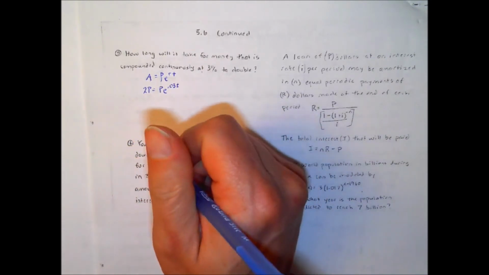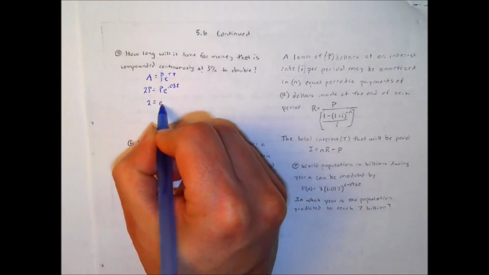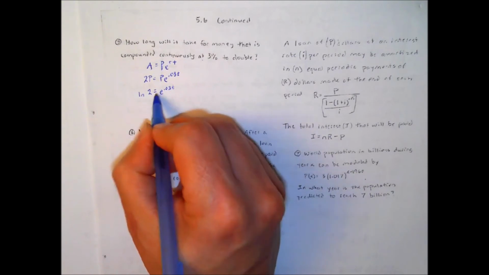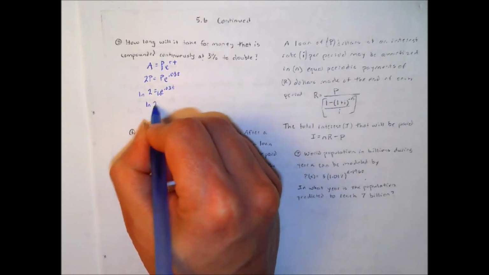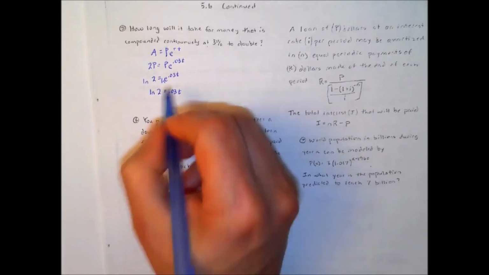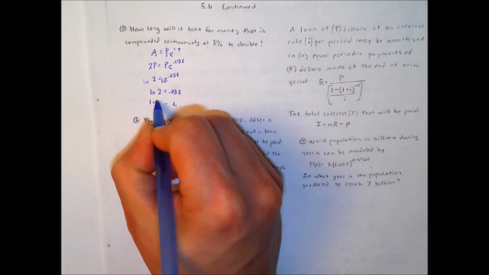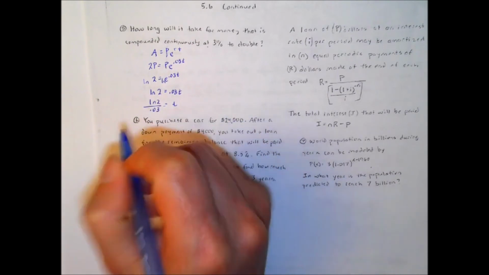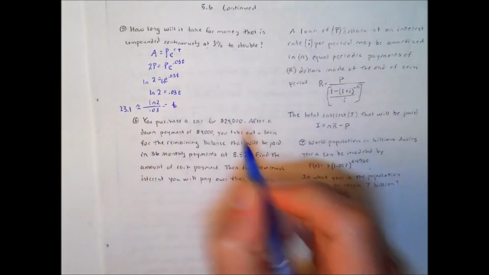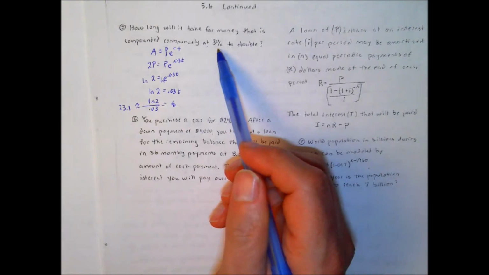So what I would do is divide both sides by P. We get this. The inverse of e is natural log, so I'm going to take the natural log of both sides. Natural log of 2 is equal to 0.03t, and divide by 0.03, and you get approximately 23.1 years. So in 23.1 years it will double.